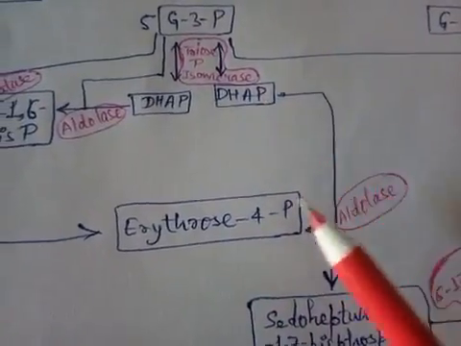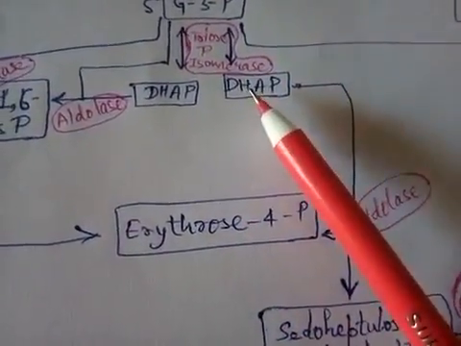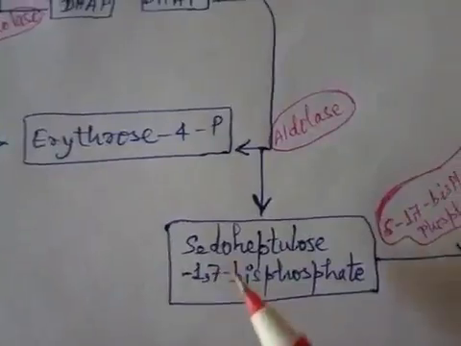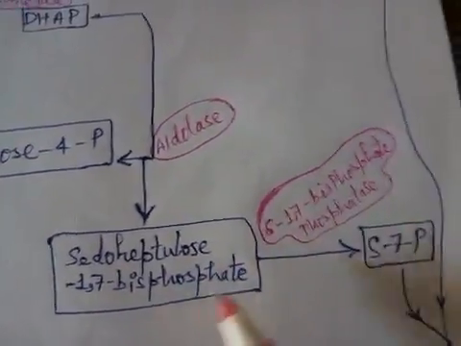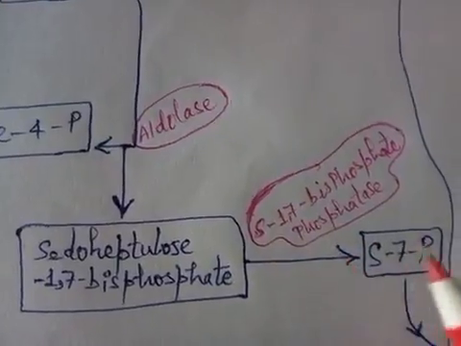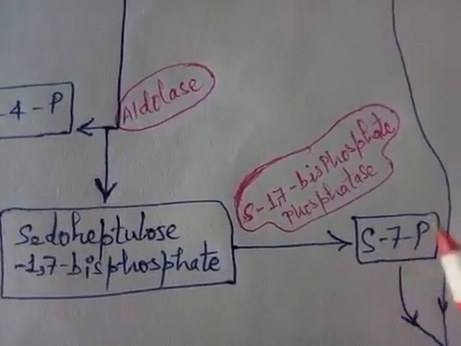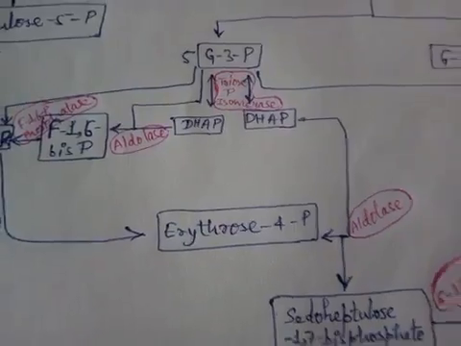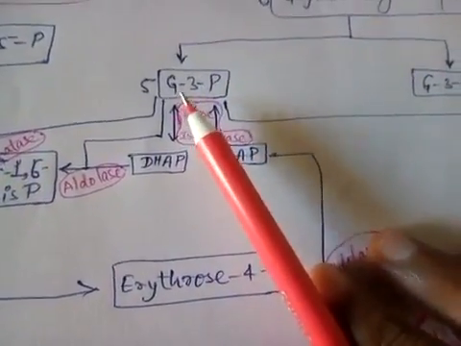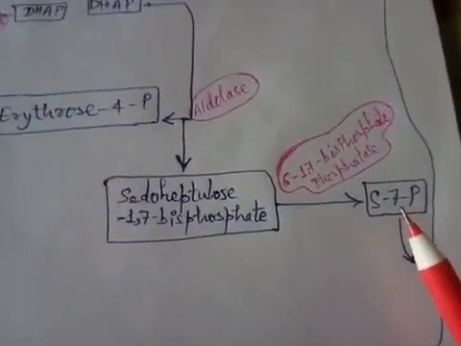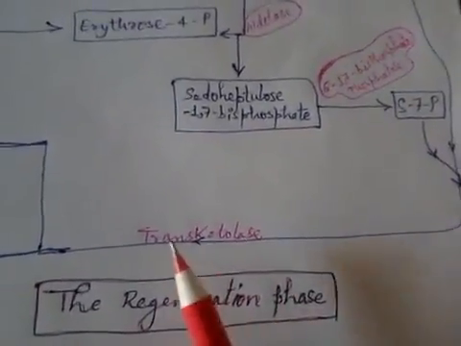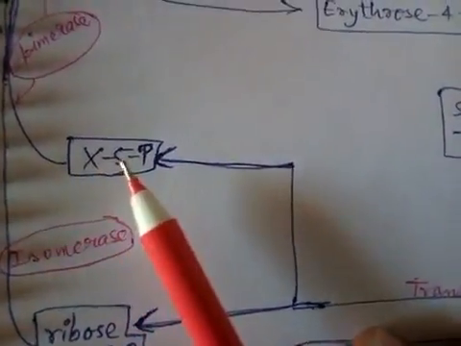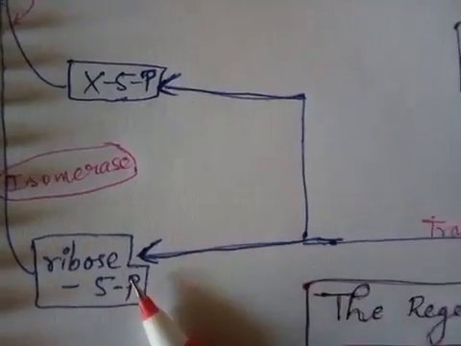Dihydroxyacetone phosphate is now combined with erythrose 4-phosphate. This is the second molecule of DHAP. It is combined with erythrose 4-phosphate in the presence of the enzyme aldolase and converted into pseudoheptulose 1,7-bisphosphate. Further, this is converted into pseudoheptulose 7-phosphate in the presence of the enzyme pseudoheptulose 1,7-bisphosphate phosphatase. Now, the last and 5th molecule of glyceraldehyde 3-phosphate combines with pseudoheptulose 7-phosphate in the presence of the enzyme transketolase and is converted into 2 five-carbon molecules. The first one is xylulose 5-phosphate and the second one is ribose 5-phosphate.